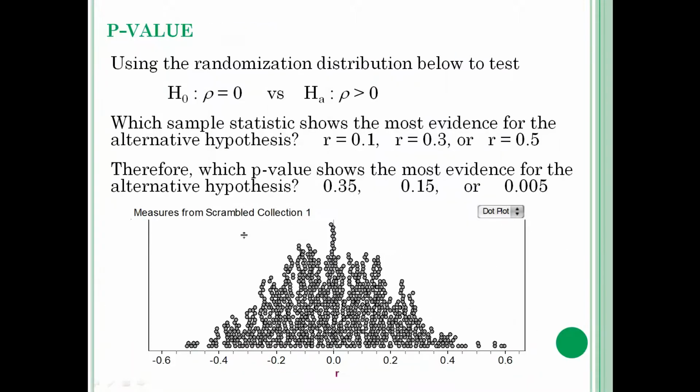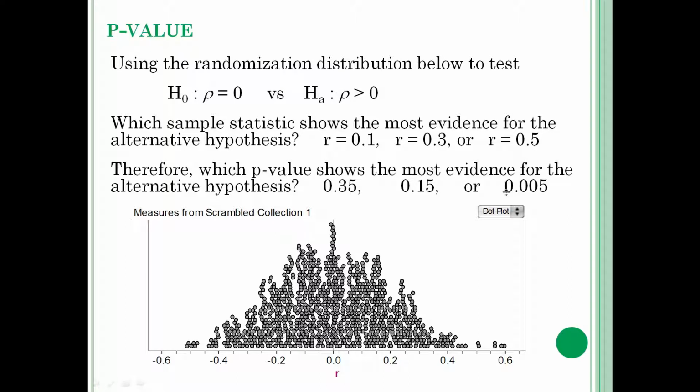Another example we did also in 4.2 was this example, and the whole idea behind this example was to show that the further we are on the tail, the smaller the p-value will be. So in our case, we had 0.5. This was the furthest of them all, and it was matched with the smallest p-value.